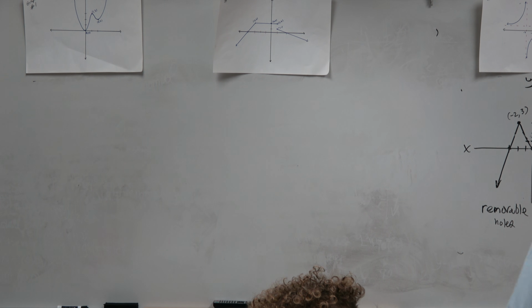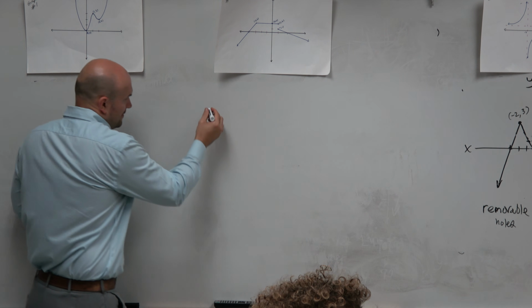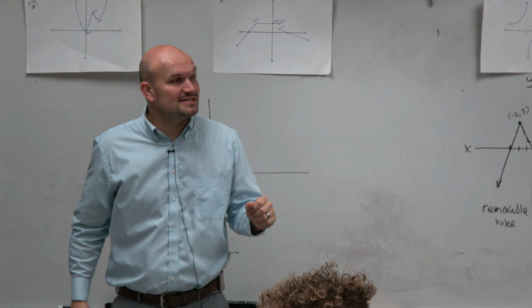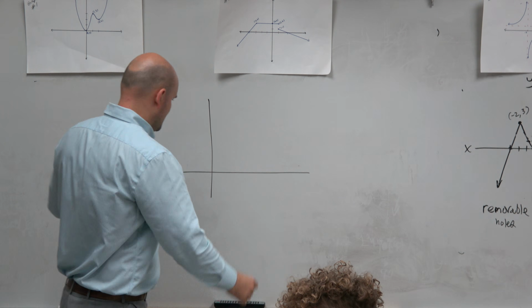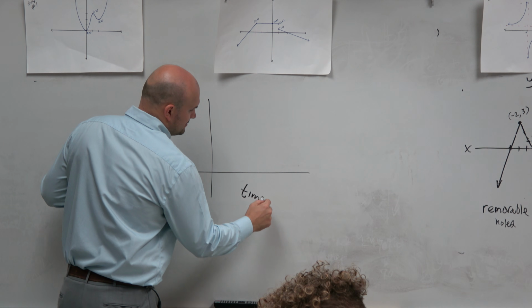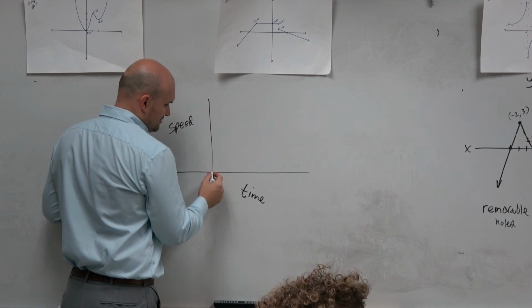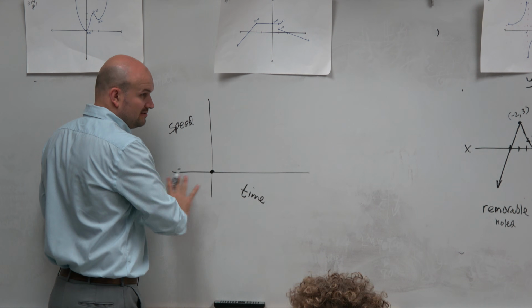So I'm going to give you guys a graph. This graph is going to represent you driving in a car. OK? So we're going to say here's time, here's your speed. All right? And so you start 0, 0. 0 speed at 0 time.